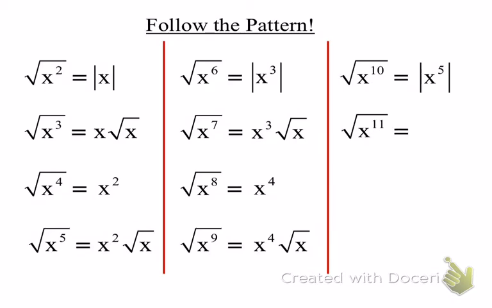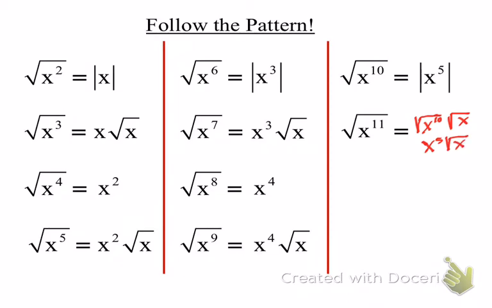Next one, x to the 11th. Daniela. X to the sixth. Nope. X to the, got to go to the closest even. To the 10th. Good. The root of x to the 10th? Absolute value of x to the fifth. No, we only do that when it's alone. So x to the fifth, and then x. Times rad x.